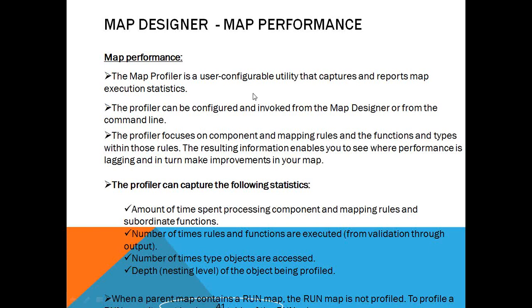The map profiler is a user configurable utility that captures and reports the map execution statistics. That means when you configure the profiler, it will show the statistics of the map, how it is executed, how much time each functional map and each function took, and how many iterations there are. By analyzing those, you can say this function map is taking much time, so you have to optimize it. How can you? We have to think about how I can reduce this. Is there any other option to do the mapping instead of using this function? Is there any other way? You have to think and do the mapping.